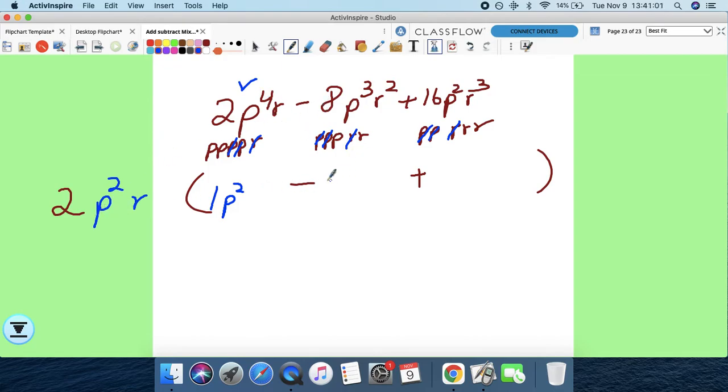Minus 2 times what is 8 is times 4. And how many p's left over? There's 1 p and 1 r. Confirm. 2 times 4 is 8. p squared times p is p cubed, and r times r is r squared.